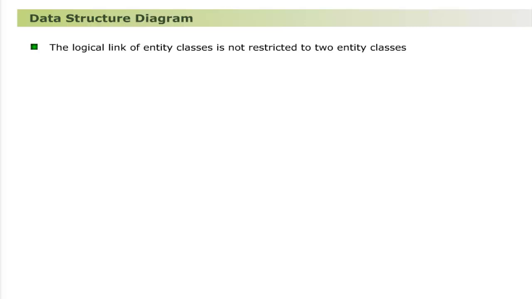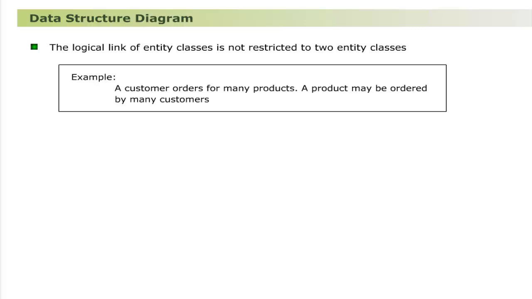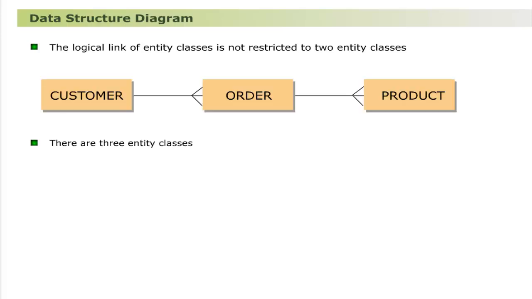Data structure diagram. The logical link of entity classes is not restricted to 2 entity classes. Rather, it can be extended to any number of entity classes, which collectively build systems. The graphical representation of such entity classes is called a data structure diagram. Consider the example. A customer orders for many products. A product may be ordered by a number of customers. In this example, there are 3 entity classes: customer, order, and product. The data structure diagram is shown as.